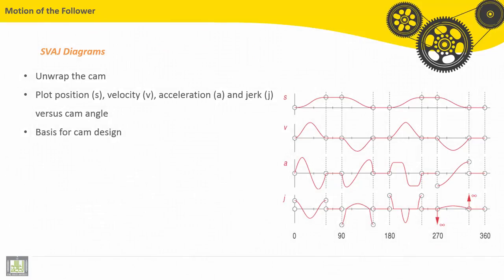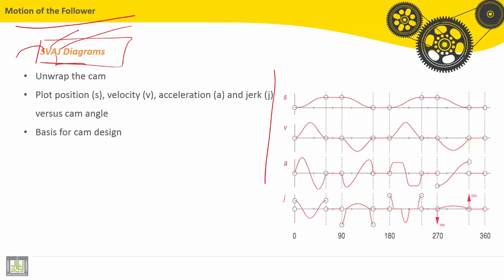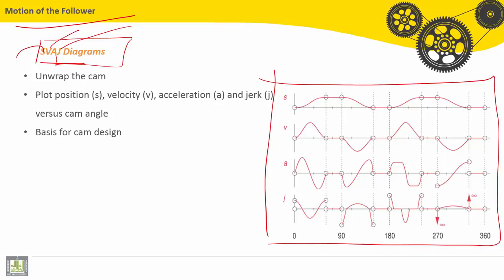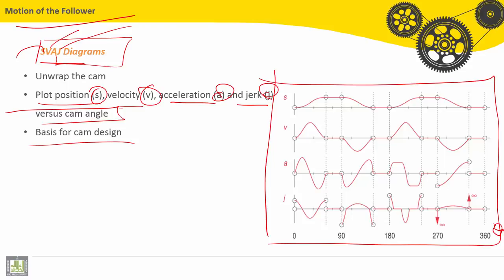Let's see here the motion analysis of the follower. The most important thing in cam design is something called SVAJ diagrams. S means position, V means velocity, A means acceleration, and J means jerk. This is an example of an SVAJ diagram. It consists of plotting position, velocity, acceleration, and jerk versus cam angle. So it is the basis of cam design.